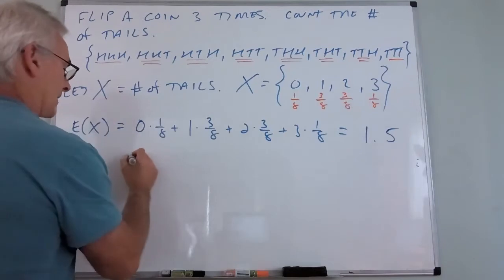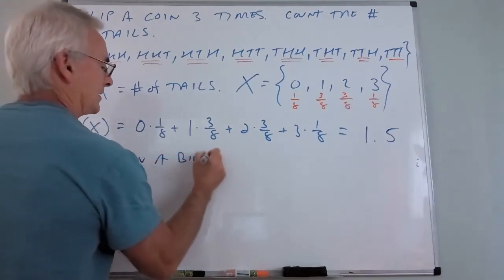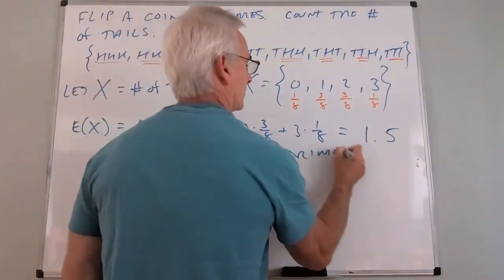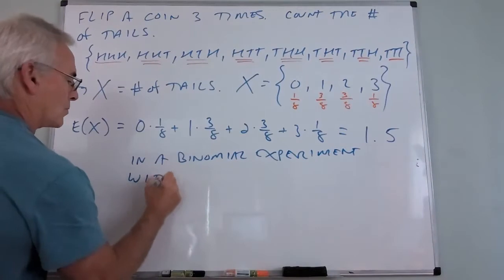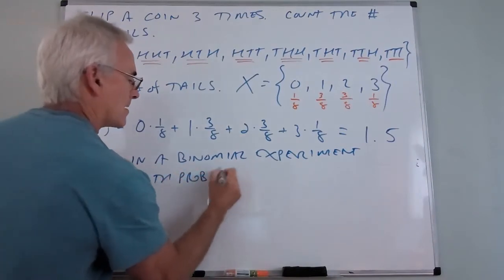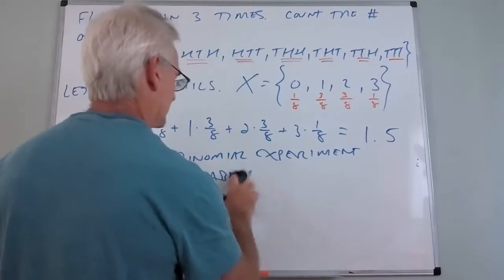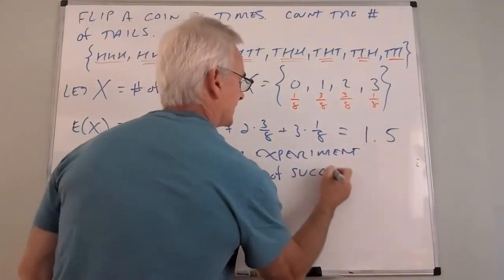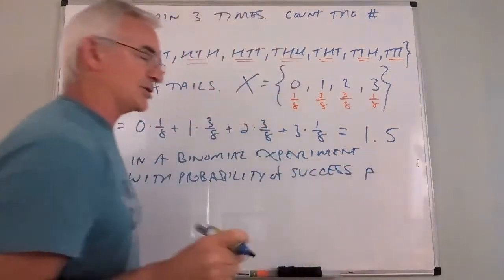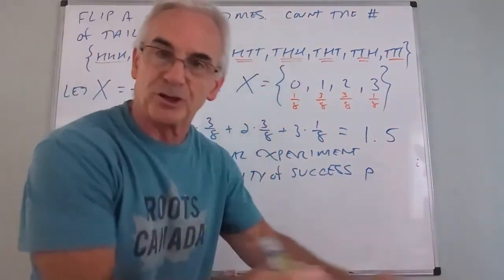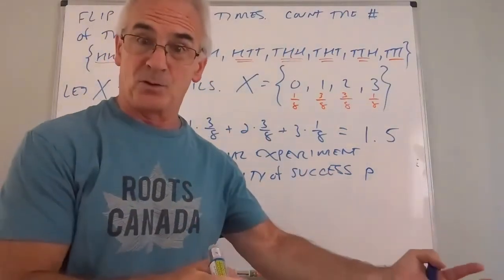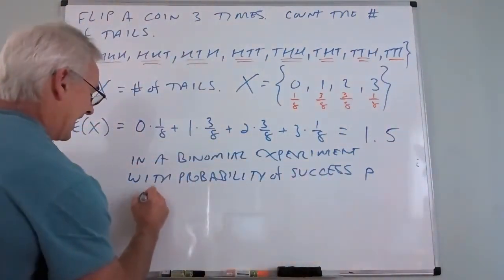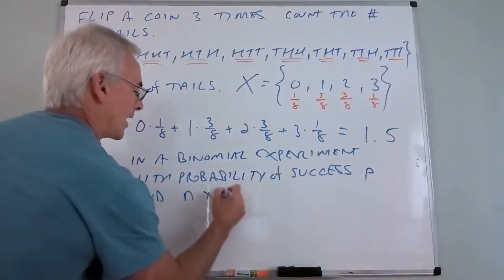Okay. In a binomial experiment, with probability of success, we usually use little p, and I mentioned yesterday, we usually use little p for success and little q for failure, and then p plus q have to add up to 1. In a binomial experiment with the probability of success p and n trials.